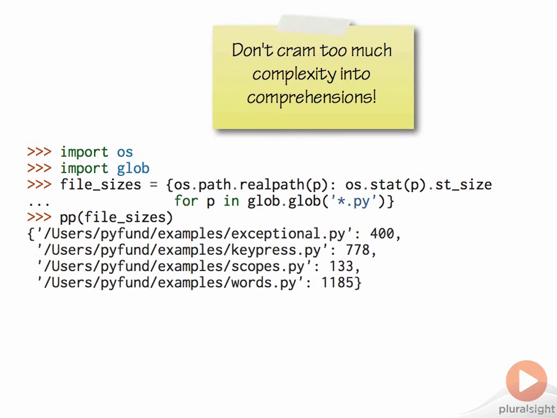It uses the standard library glob module to find all of the Python source files in a particular directory, and then creates a mapping from the full path name for those files to the size of the file in bytes. The file path and file size are derived using facilities of the OS module.